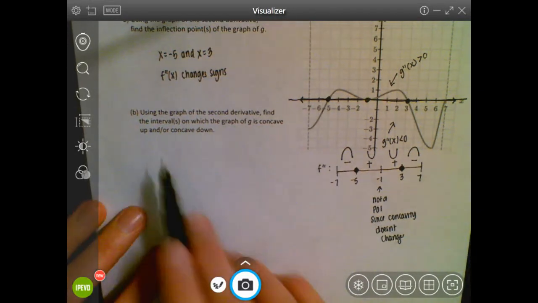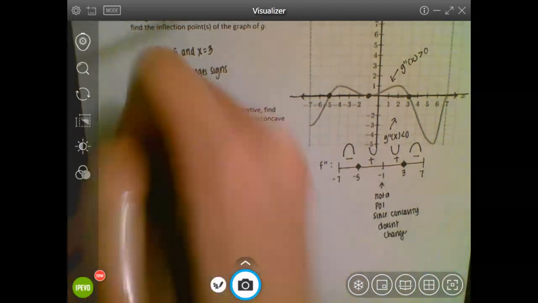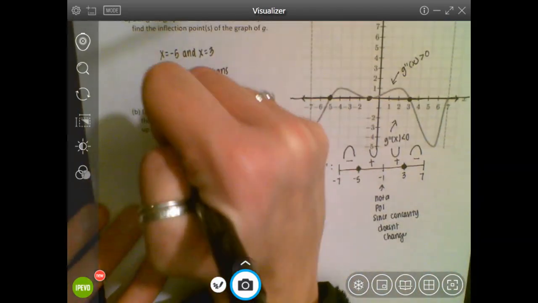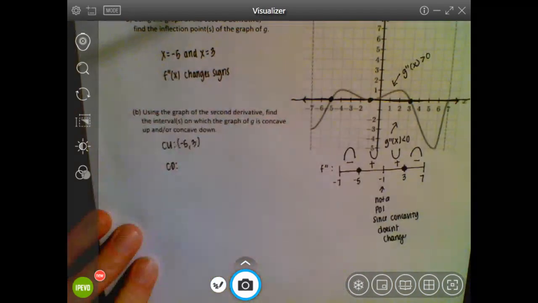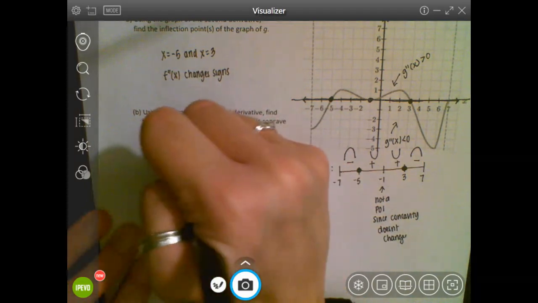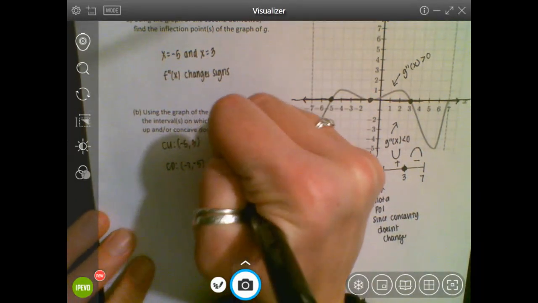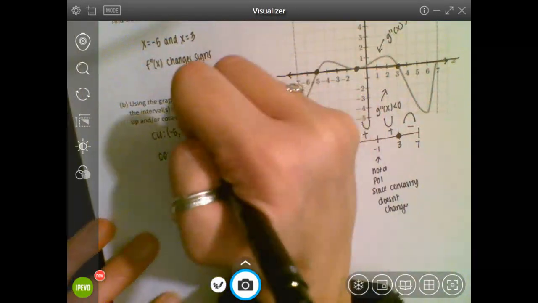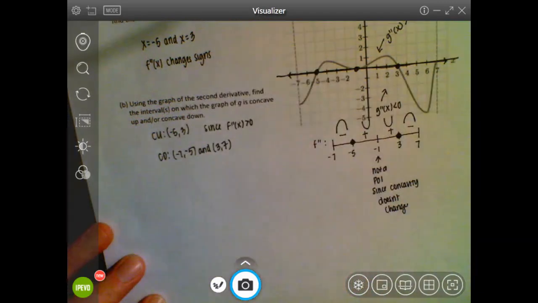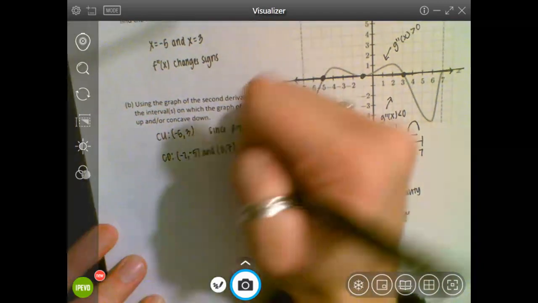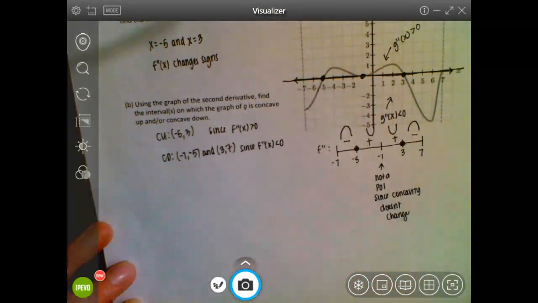So then we can identify our intervals where we're concave up and concave down, now that we have that marked on our sign chart. So I'm going to write concave up. We're concave up from -5 to 3. And we're concave down from -7 to -5 and from 3 to 7. And I'm going to put that for concave up, our second derivative is above the x-axis, or greater than 0, and we're concave down since our second derivative is below the x-axis, or our second derivative is negative.